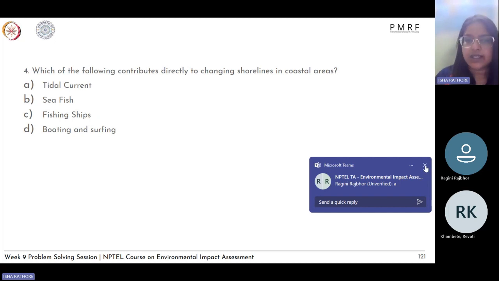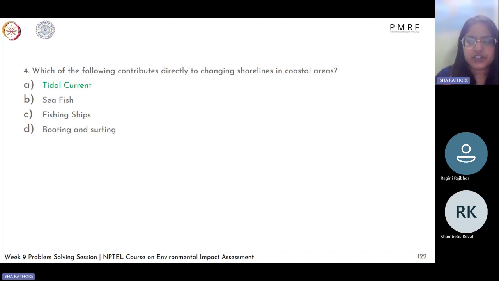Okay, we have one answer A. So A is the correct answer. So tidal current directly contributes to changing the shoreline in coastal areas because of the movement of the waves and the movement of sediments. So the shorelines can change because of the tidal currents, whereas sea fish, fishing ships, boating, and surfing, they contribute indirectly to the coastal areas and the impacts on coastal areas. Okay, so A, tidal current is the correct answer.